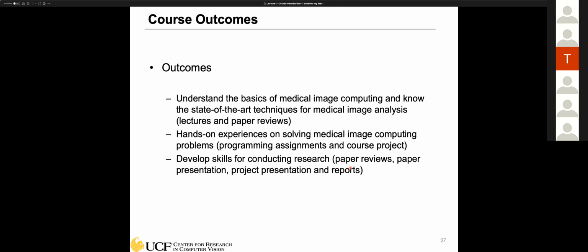Okay, and also develop skills for conducting research, right? Through paper reviews, paper presentations, and also the project presentation and reports, right?